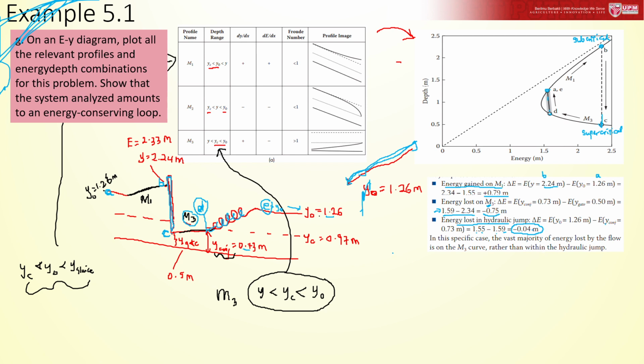In this specific case, the vast majority of energy loss by the flow is on the M3 curve rather than within the hydraulic jump. So we lost a lot of energy in the M3 region, compared to the hydraulic jump. Here we gain energy, here we lose energy, but here the energy is conserved. So we have this loop of energy in this situation.